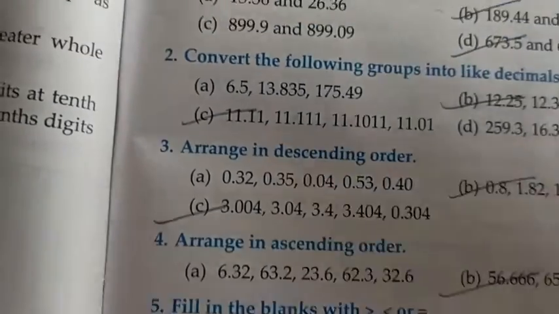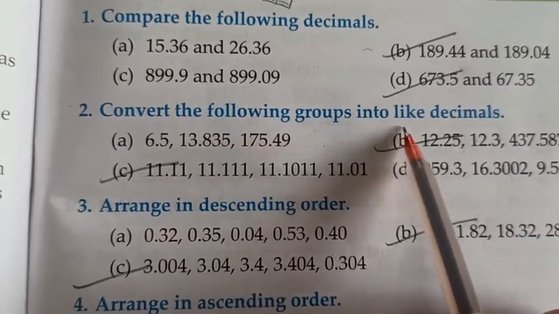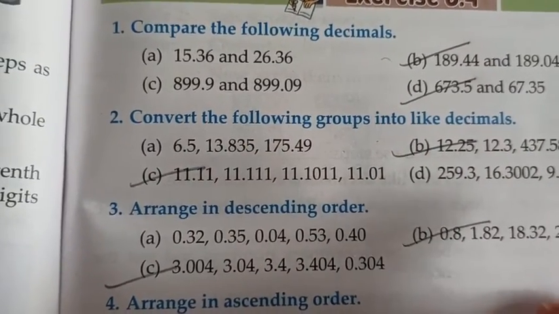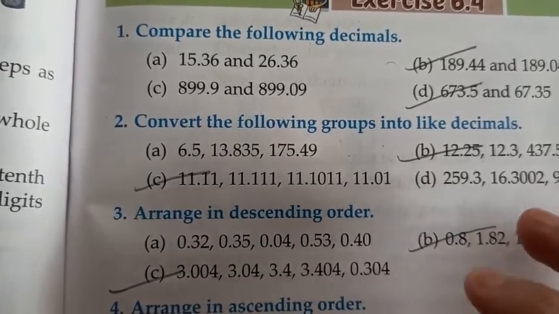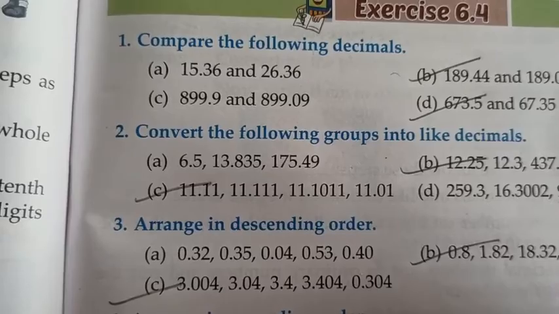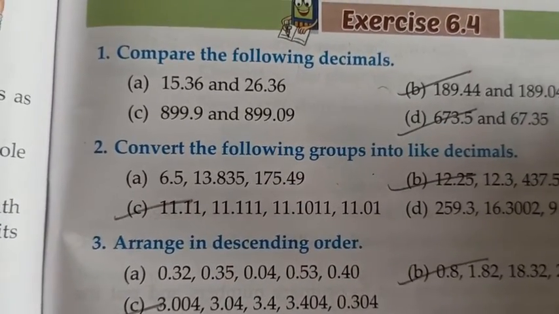Now question number 2. Convert the following groups into like decimals. You have to convert each group into like decimals. Like decimals means decimals which have an equal number of digits after the decimal point. Just as an example I will show you question number 2a.